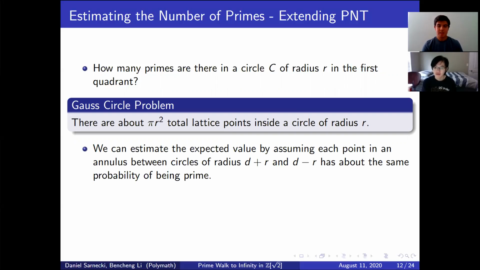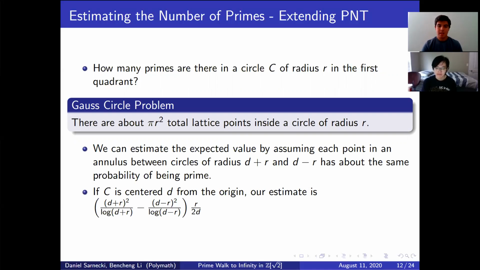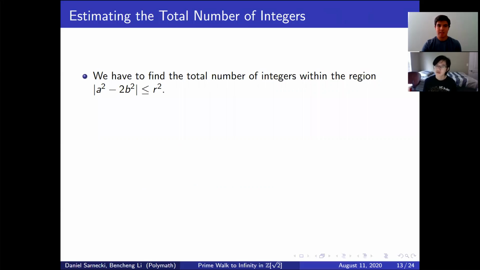We can estimate the expected value by assuming each point in an annulus between circles of radius d plus r and d minus r has about the same probability of being prime. Then we have our estimate that if C is centered d from the origin, our estimate is this number you see right here. To calculate this number, we just use the prime number theorem for Gaussian integers, and then we found a probability and then just did a simple expected value multiplication in order to get this number right here.